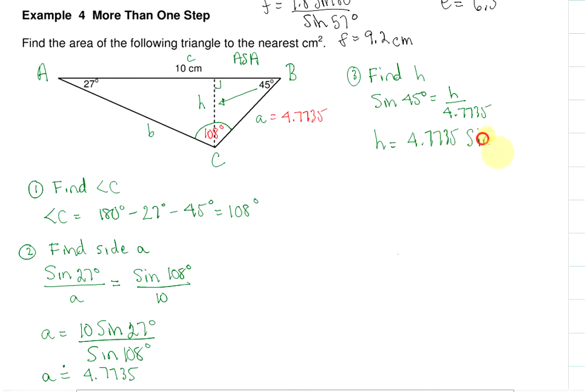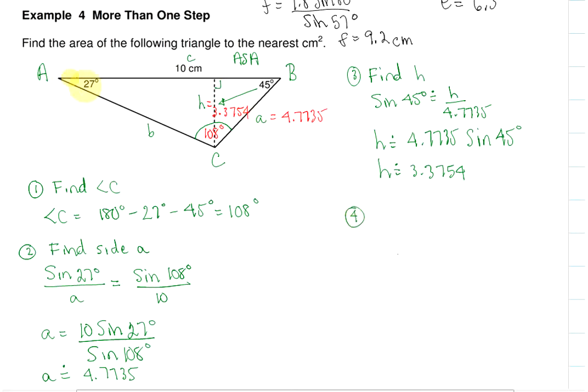And so H is equal to 4.7735 times the sine of 45 degrees. And I will get an approximate value for H, and this is all approximate by the way, because 4.7735 is rounded off, right? And I will get 3.3754. Okay, so H is 3.3754.